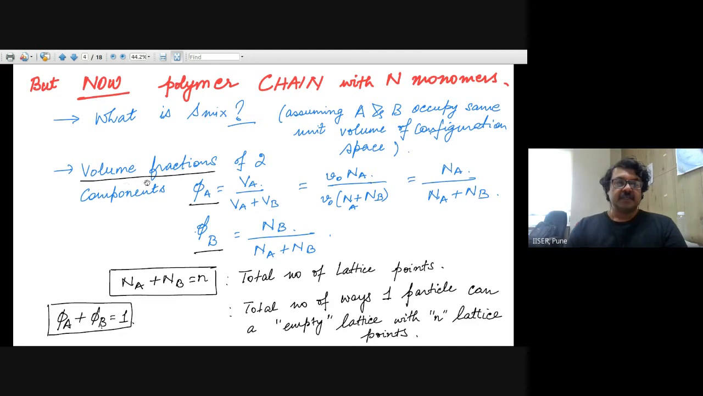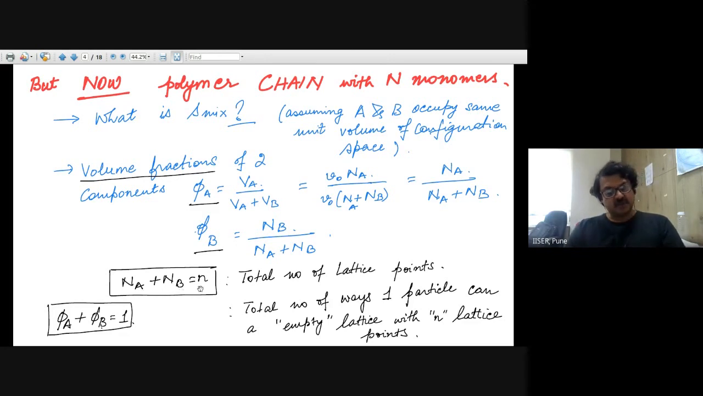If one assumes that, one can write the volume fractions of the two components as phi A equal to the volume occupied by A molecules upon the total volume, which is Va plus Vb. This can be written as V0, the volume of one lattice unit, times the number of A particles, over V0 times Na plus Nb, because we have assumed that A and B entities occupy the same unit volume in configuration space. Then, cancelling V0 out from the numerator and the denominator, you can see that Na upon Na plus Nb is the volume fraction of A. And similarly, phi B, the volume fraction for the B molecule, can be written as Nb upon Na plus Nb, assuming this.